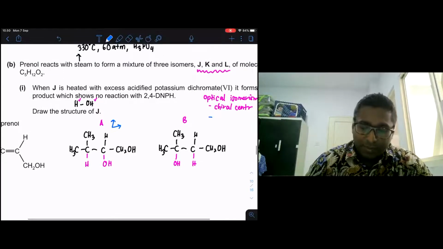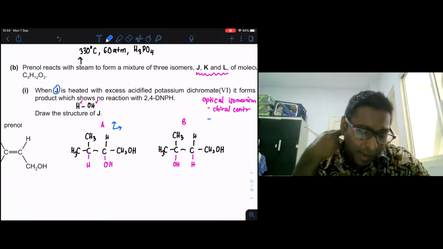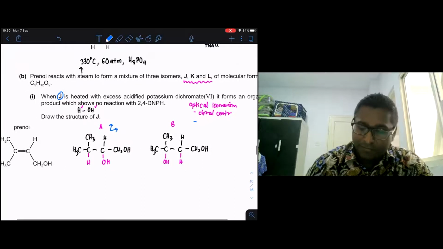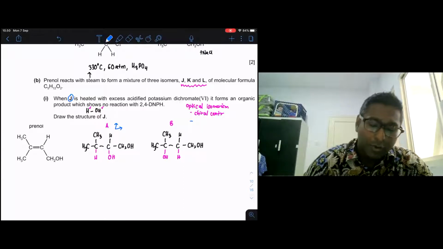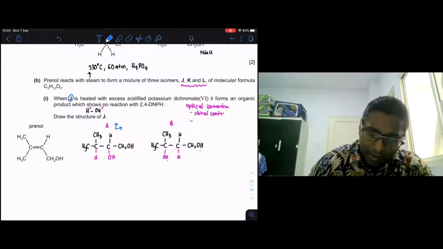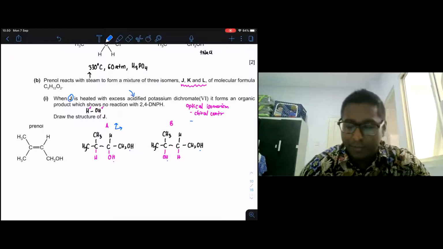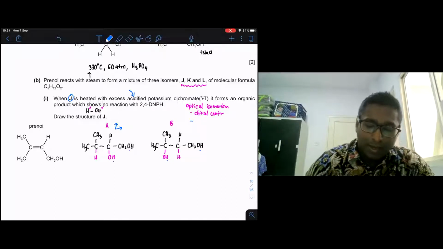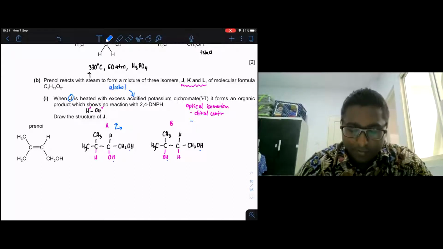Now, the next step: I have identified J, K, and L. Now, they say that J, one of the isomers, if it is heated with excess acidified potassium dichromate, forms an organic product which shows no reaction with 2,4-DNPH. Now, you can see all these are alcohols, hydroxyl compounds. When you react a hydroxyl compound with acidified potassium dichromate, there's only one reaction that can take place, which is going to be what, Shane?